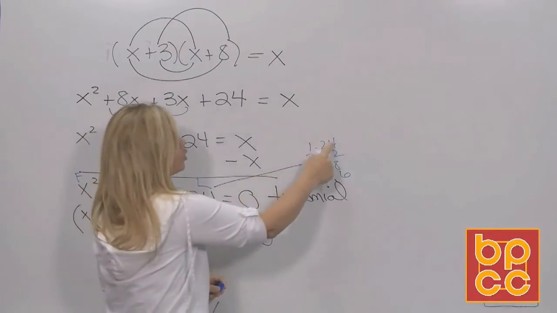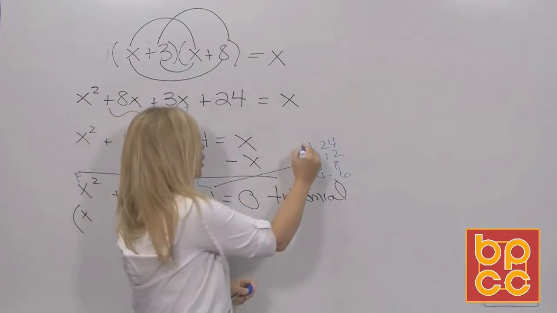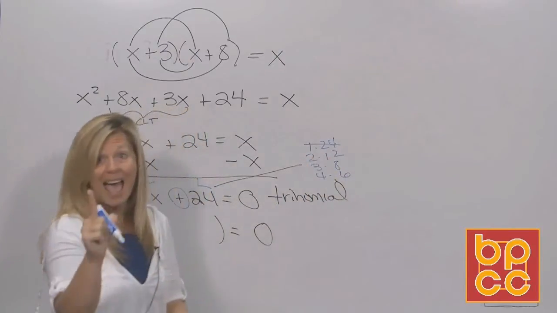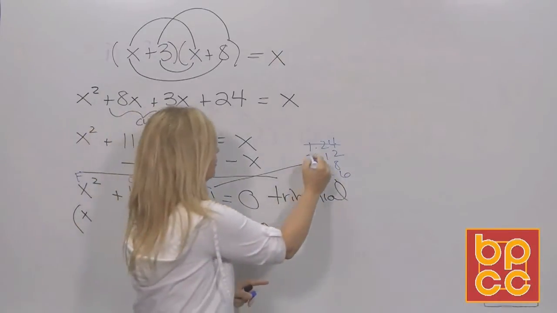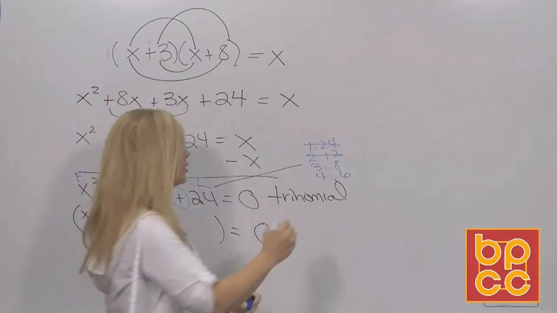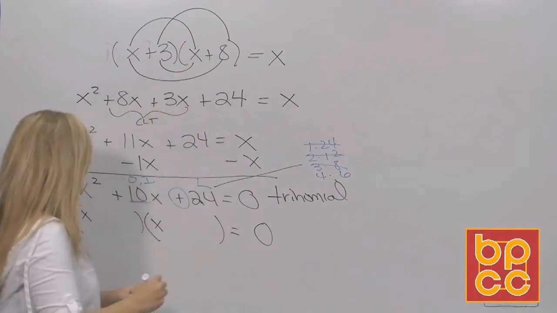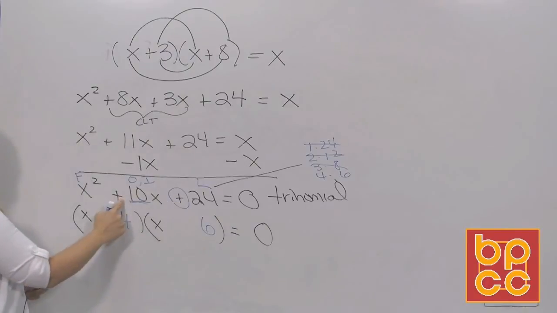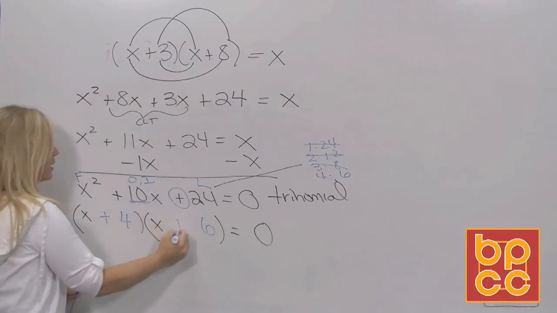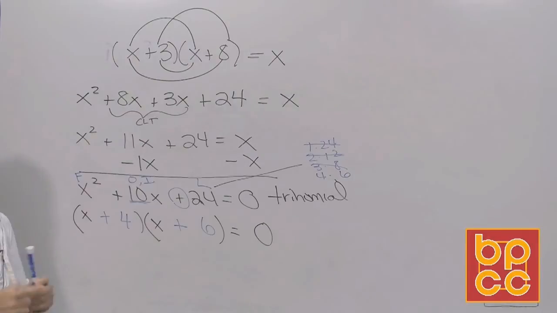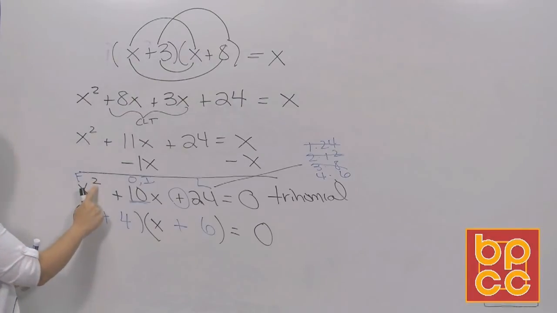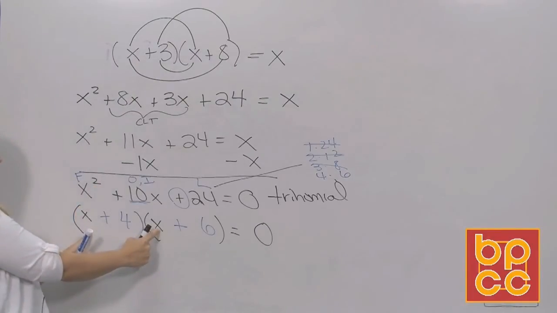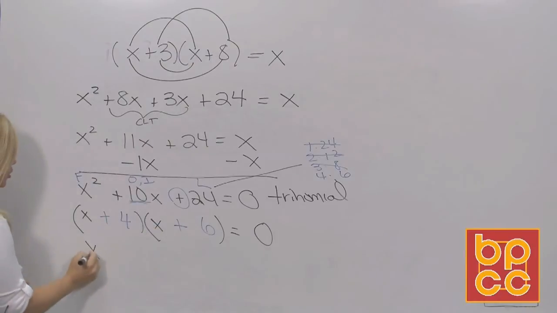So will 1 and 24 add to 10? No. Will 2 and 12 add to 10? No. Will 3 and 8 add to 10? No. Will 4 and 6 add to 10? Yes. And adding to a positive 10 means they both have to be the same sign. They both have to be positive. So now you went from having an x squared quadratic to having 2 x's. We're linear. So now we have our 2 linear equations.